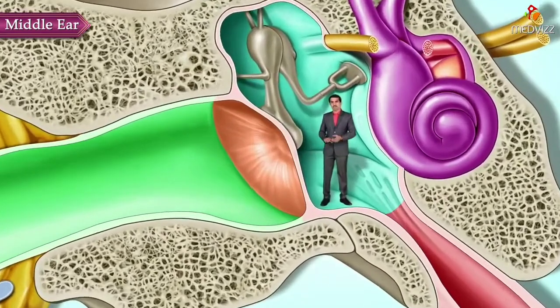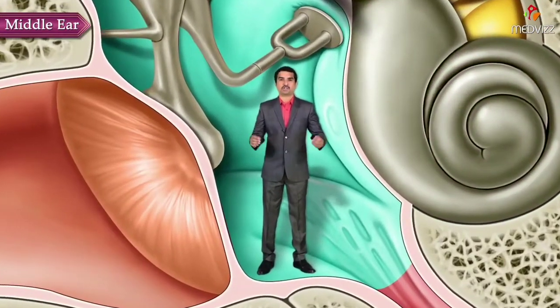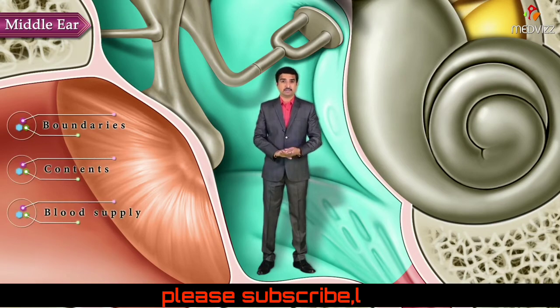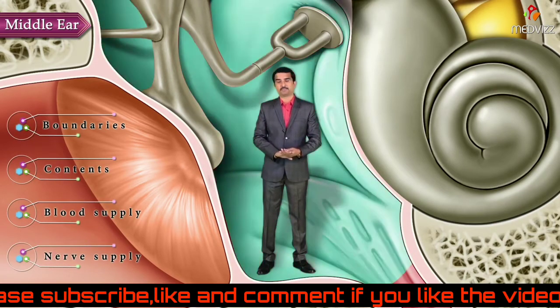So this video is going to focus especially on the anatomical aspects of the middle ear, where we are going to discuss their boundaries, contents, as well as the blood supply and the nerve supply of the middle ear.